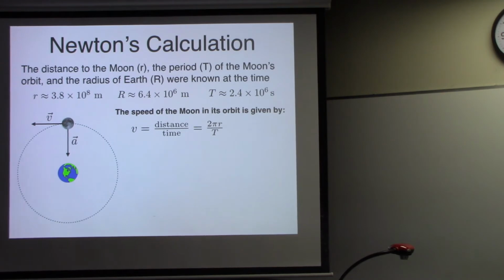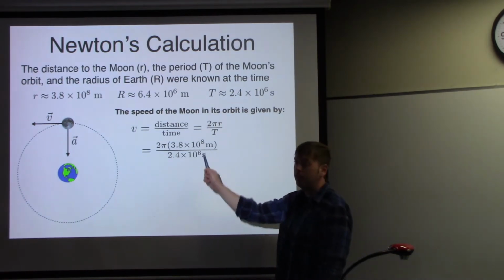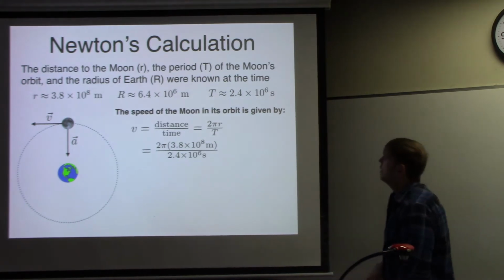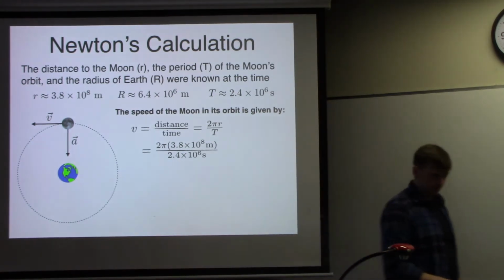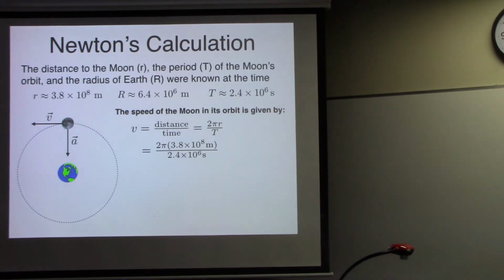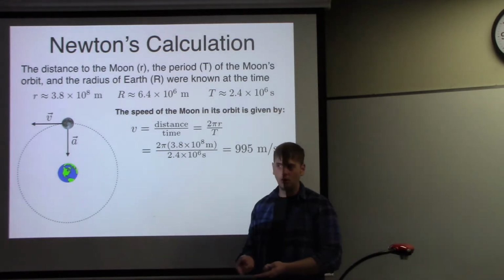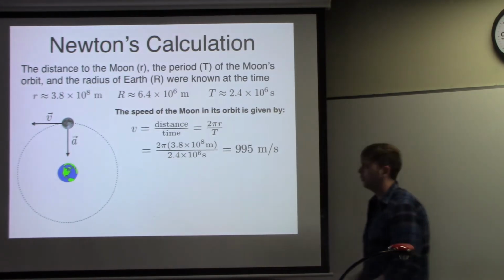And we can just directly plug in the numbers now, because we have 2π times 3.8 × 10^8 meters. Again, that's the distance between Earth and the moon, so that would be the radius. And then the time would be 2.4 × 10^6 seconds. So go ahead and try to work that out. And what you should find is about 995 meters per second. So the moon is traveling at almost a kilometer per second as it orbits around the Earth. So it's moving quite fast.